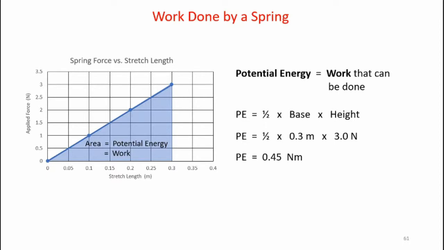Now we can calculate the potential energy of the spring when it's stretched 0.3 meters using the equation for a simple triangle. That's 1/2 base times height. So the potential energy of this spring when it's compressed or stretched 0.3 meters is 1/2 times 0.3 meters times 3 newtons. And we see that the potential energy is 0.45 Newton meters.